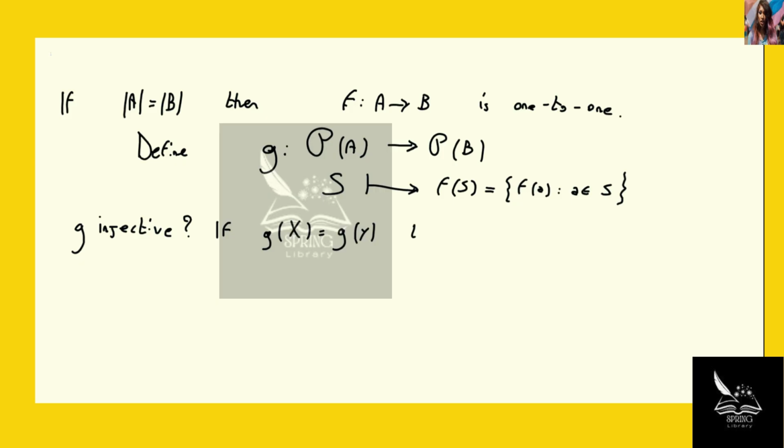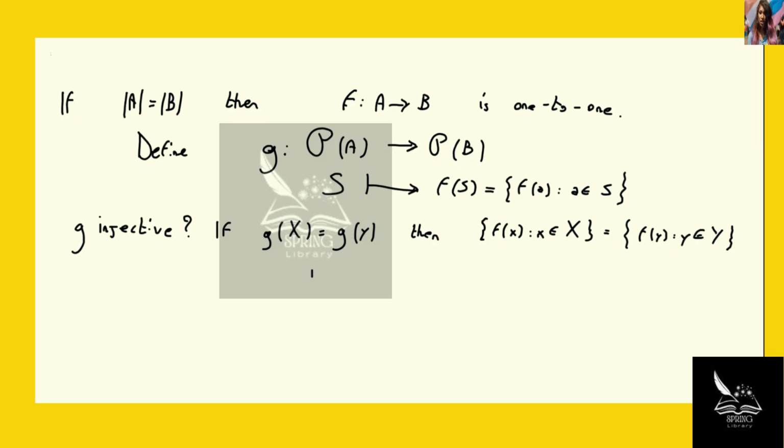And that will show that the cardinality of the power set of A is equal to the cardinality of the power set of B. So is g injective? Let's say that g of big X is equal to g of big Y. That means by definition of g, the set containing all the images of the elements of big X is equal to the set of the images of all the elements of big Y.